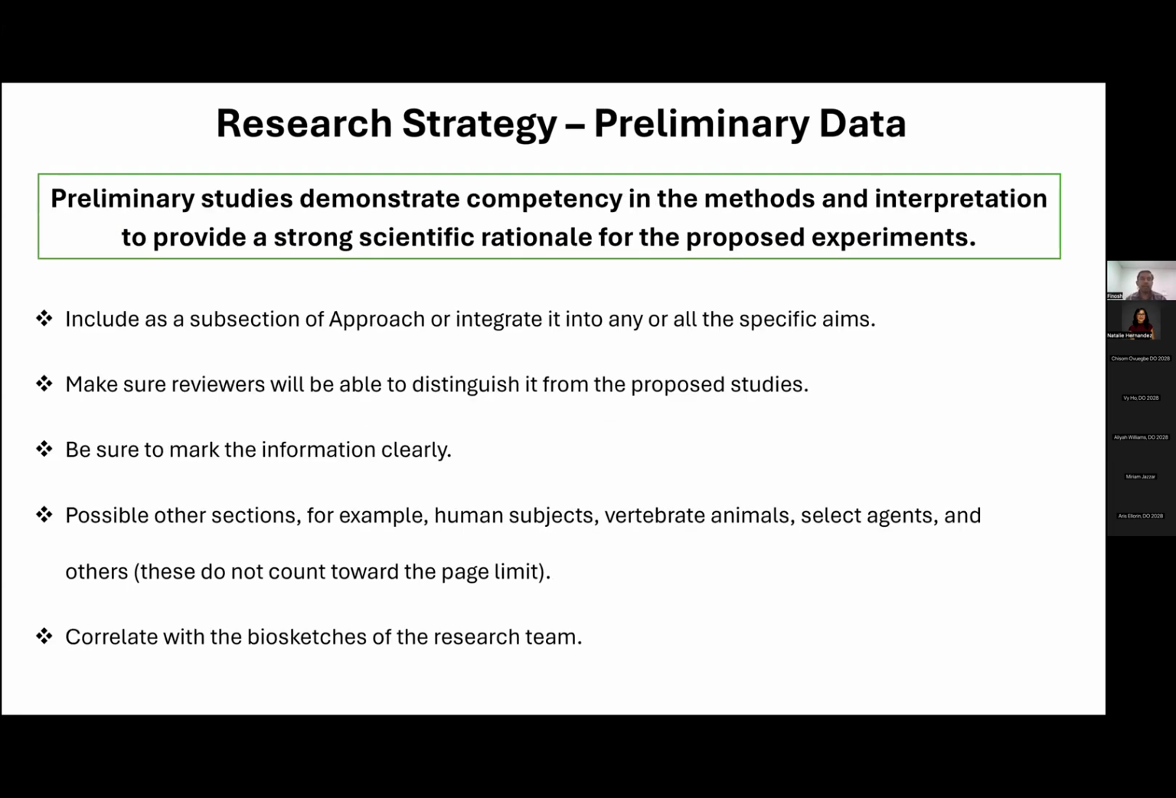And also another important thing, preliminary data. Preliminary data is very important to demonstrate the competency of methods and interpretation, as well as to provide a strong scientific rationale for the proposed experiments. If you are proposing an experiment and you have feasibility data that can be incorporated in your grant application, that will give the reviewer an impression that these people have experience doing it and know how to handle these types of experiments.